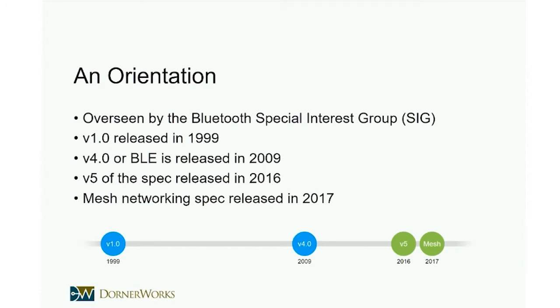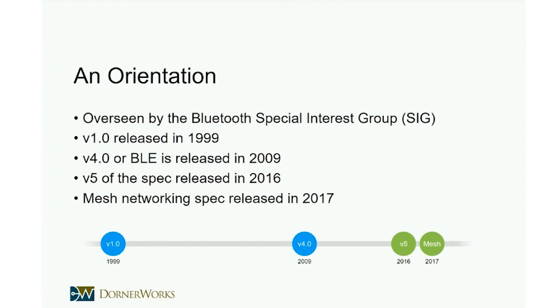The latest version of the spec, version 5, was a big step forward for the Bluetooth Low Energy spec in trying to get back to some of the high bandwidth use cases of the original Bluetooth. And that was released near the end of 2016.